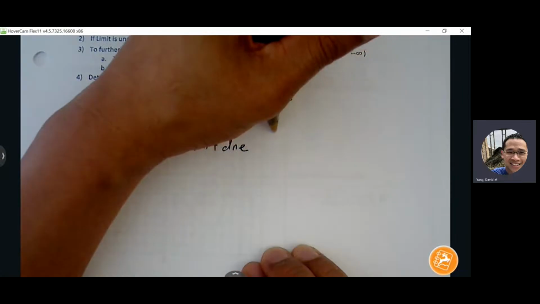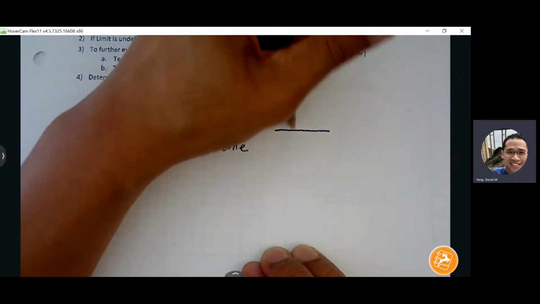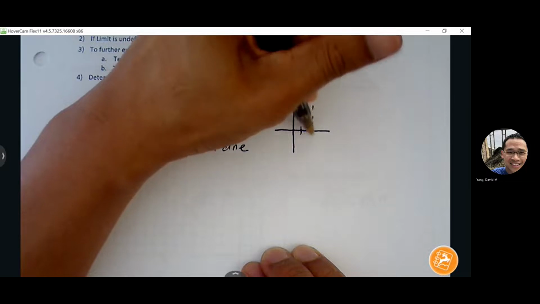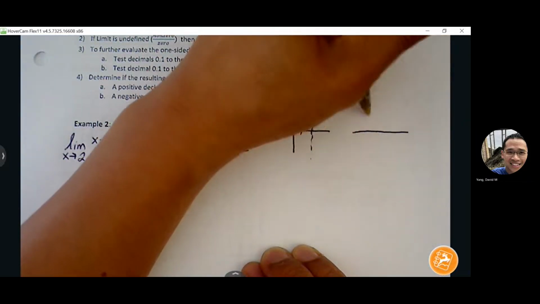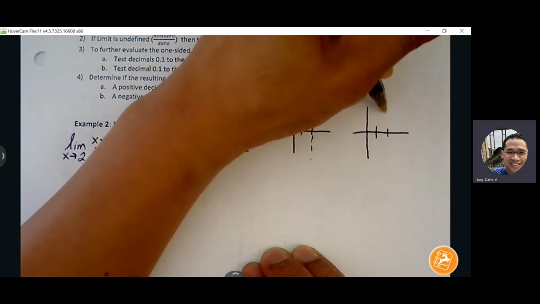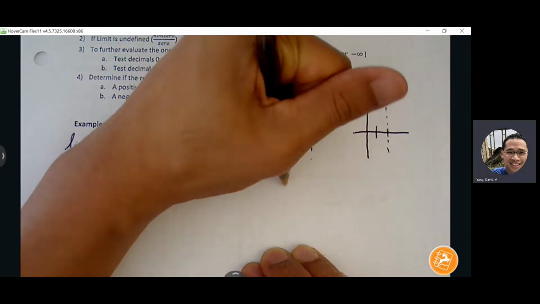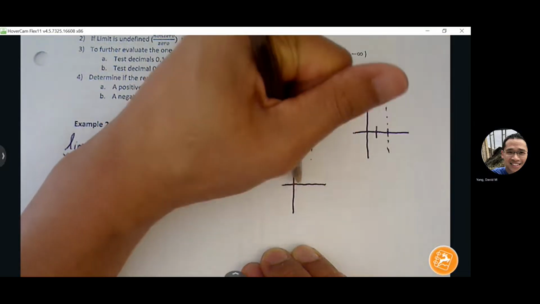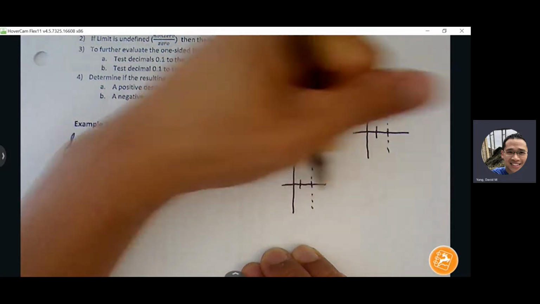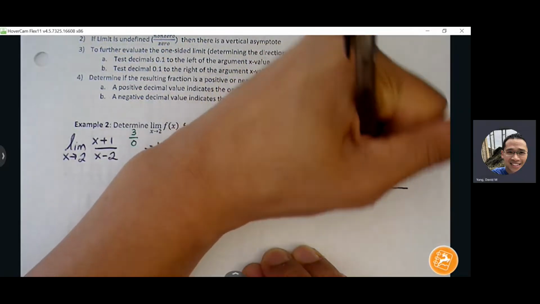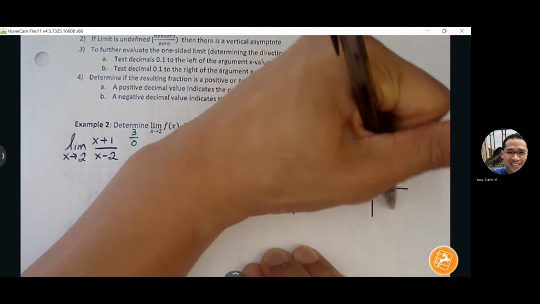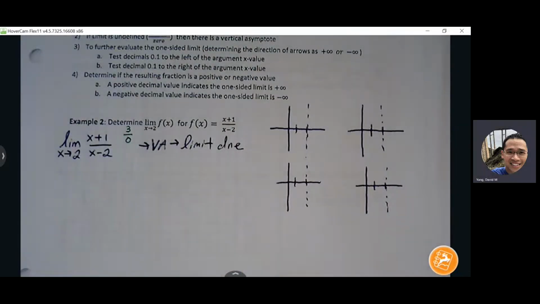So let me kind of give some possibilities of what the graph could look like. And I want to show you that there are 4 possibilities of what the graph could look like around an asymptote. So let me just list out all the variations to show that if we want to figure out what the graph looks like, we have a couple of variations to kind of sort through.